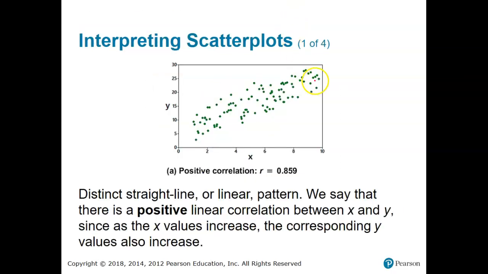Sometimes it will form a distinct line that has a positive slope. If it has a positive slope, then we're going to say it has a positive linear correlation between those. Basically that means as X is increasing, the Y is also increasing. So whatever quantities you're measuring, as one increases, the other one increases when you have a positive correlation.